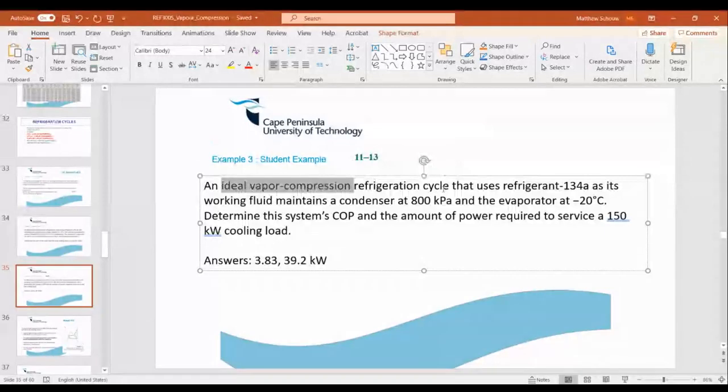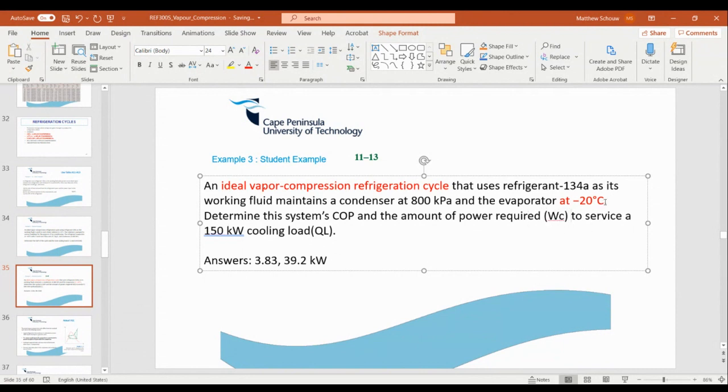Looking at the example, the keyword is ideal vapor compression cycle. So make sure you sketch your cycle. It's not actual, because you're going to get into actual later. You're using R134a as the base, the condenser is at 0.8 and the evaporator temperature is at minus 20 degrees. What we need is our COP and the amount of power required to service a 150 cooling load. Cooling load here is QL, remember that, and the amount of power is the compressor.